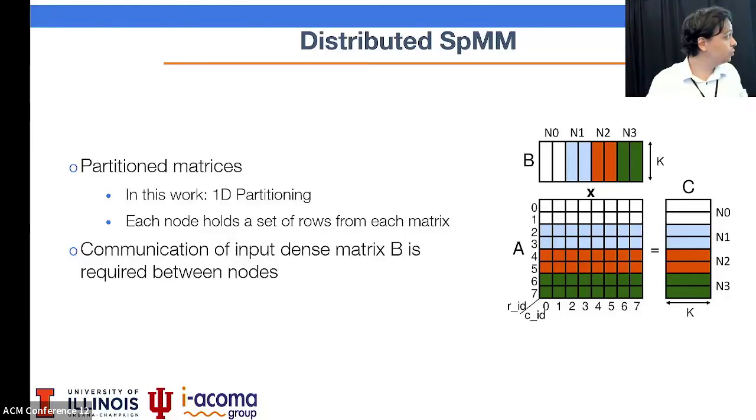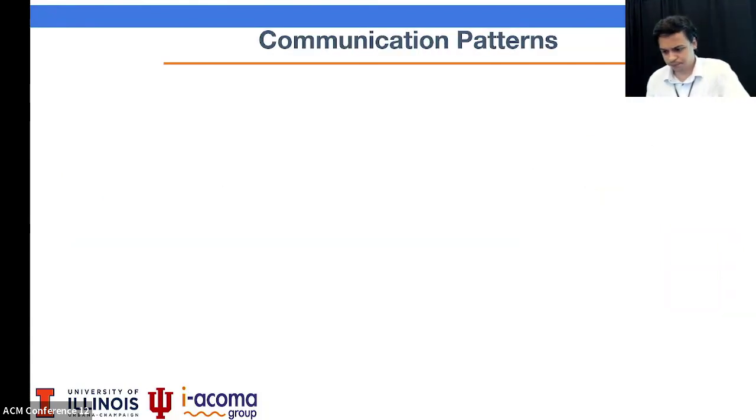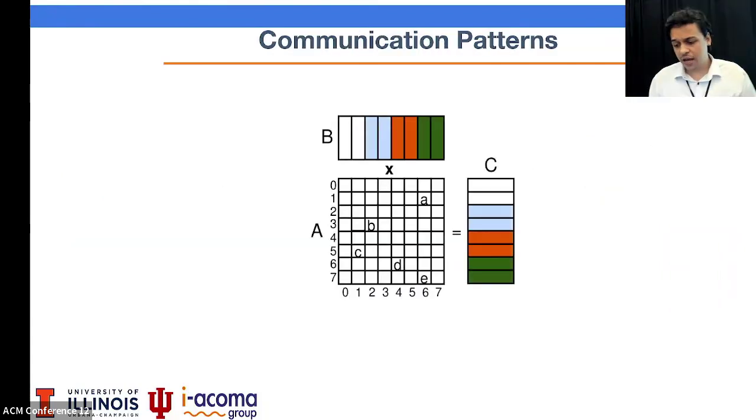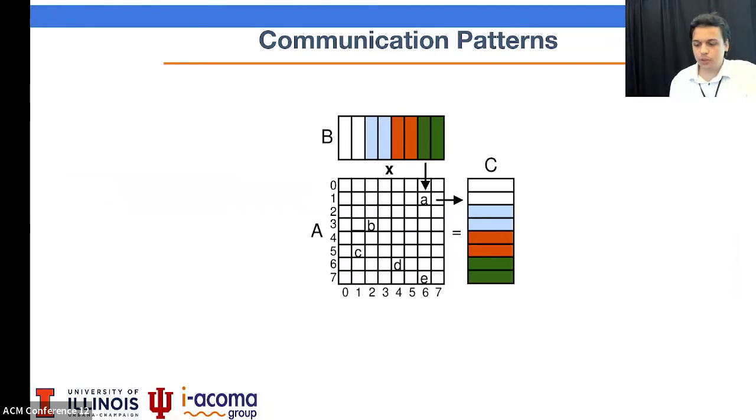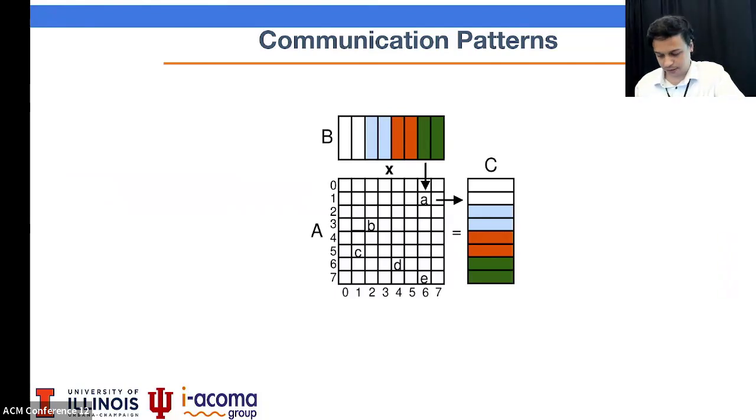It is important to note that with 1D partitioning, communication across nodes will happen only for the input dense matrix B, since the writes to the output matrix C are always local. As discussed, a non-zero will trigger a potentially remote access for B, and then will write the result locally to C. Depending on how the remote accesses for B are handled, we distinguish between two main communication patterns.